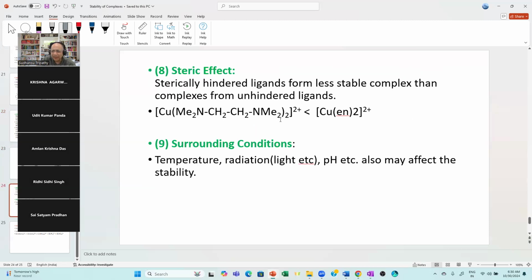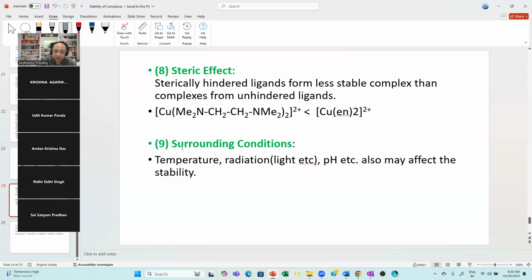And the steric effect: if a ligand has some steric crowding or hindrance, like N,N-dimethyl on this side and N,N-dimethyl on this side. This is ethylenediamine otherwise, but this is a tetramethyl-substituted ethylenediamine. So that will form a less stable complex because of the steric factor. The approach of the ligands to form a strong bond will be less probable than for ethylenediamine having no such steric factor.